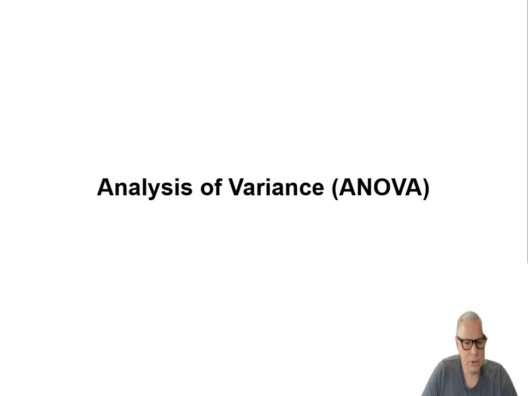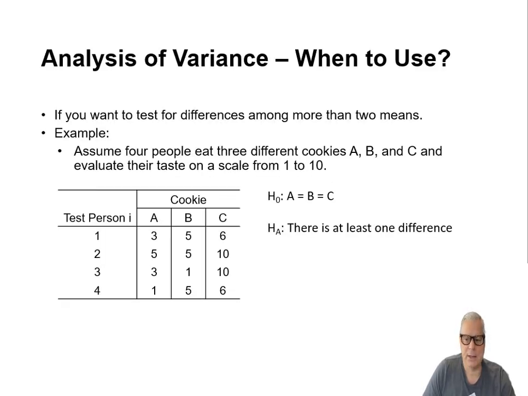Alright, welcome to this mini lecture on analysis of variance. And let's just jump right into it. So when do we use analysis of variance? The answer is that we always use ANOVA, or analysis of variance, whenever we want to test for differences among more than two means.